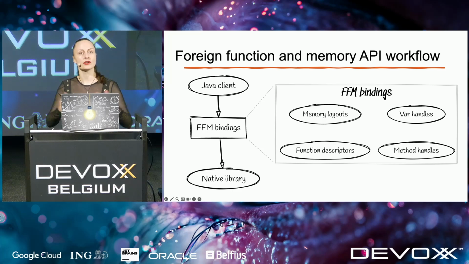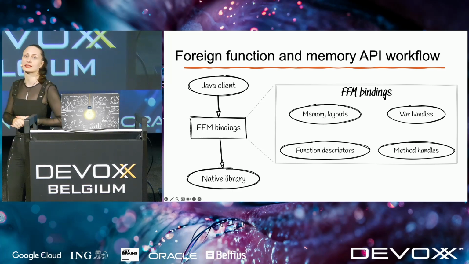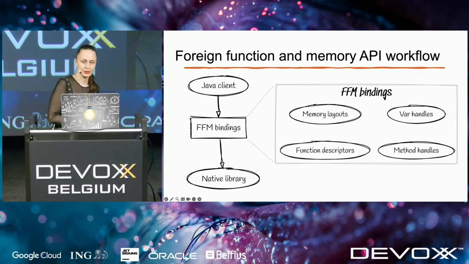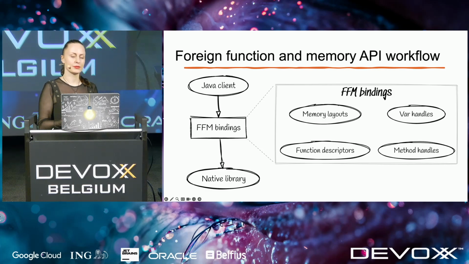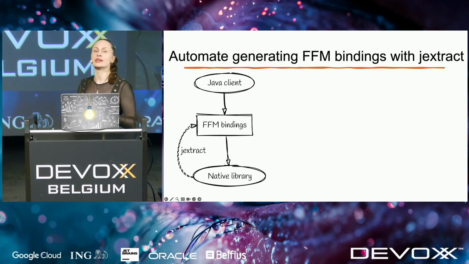And there are some explanations for those FFM bindings. What FFM bindings refer to: memory layouts, meaning the way that the memory will be laid out for you to work with, function descriptors to work with those memory layouts, var handles, and method handles. While this sounds nice, and we can write a lot of FFM code by hand, and it's good practice to do that, there is a way to automate generating FFM bindings with a tool called jextract.